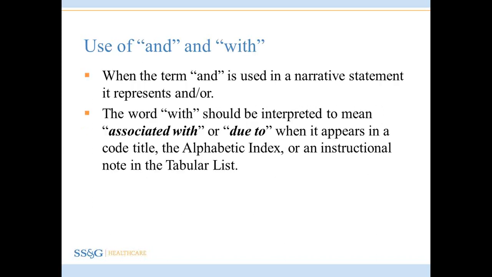Then, use of "and" and "with." When the term "and" is used in a narrative statement, it represents "and/or." The word "with" should be interpreted to mean "associated with" or "due to" when it appears in a code title. That's important, again, in the alphabetic index, because there are a lot of subcategories that are termed "due to."